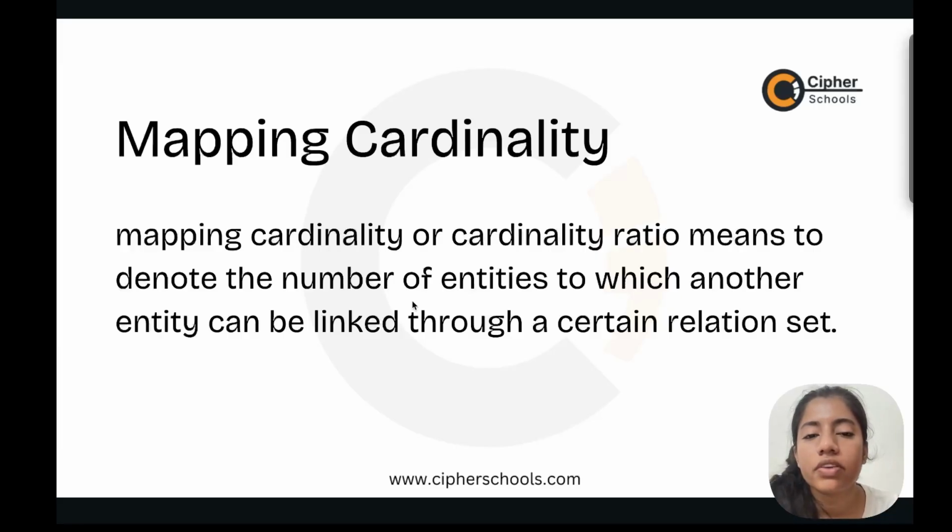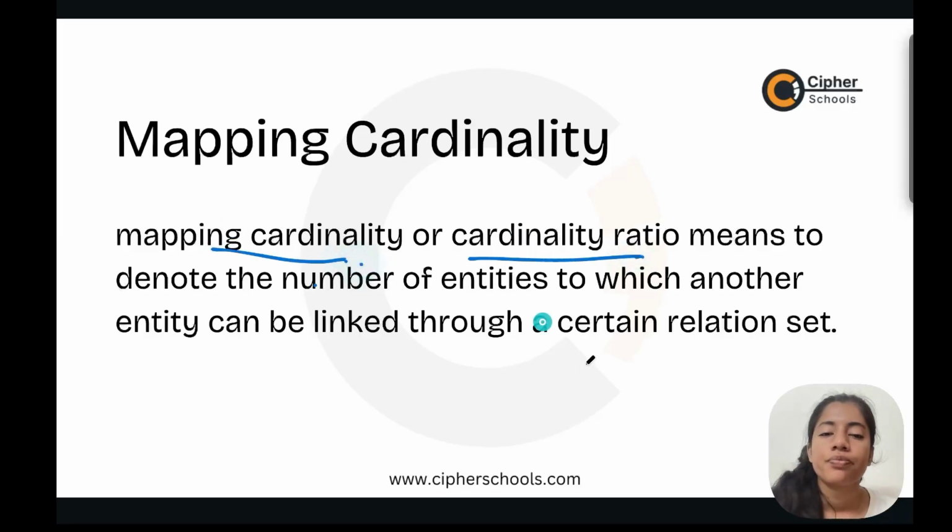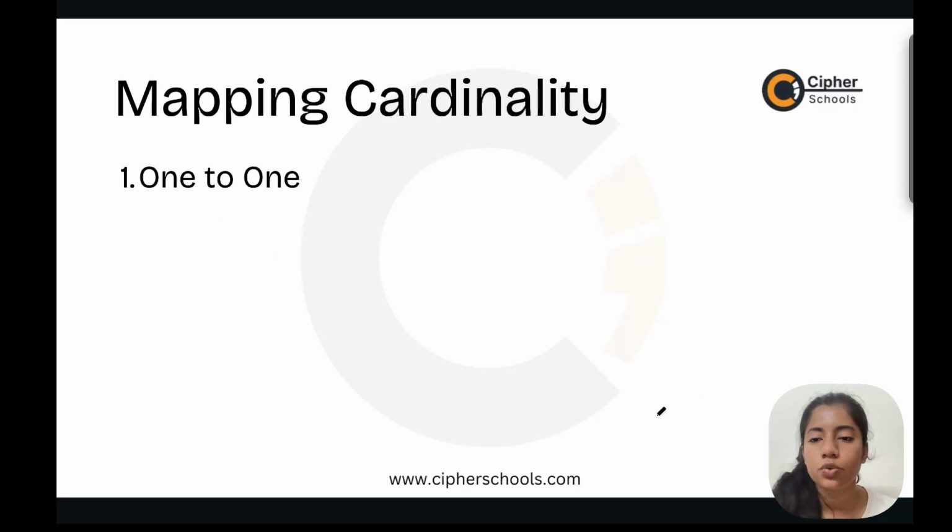For example, a person has a head. One particular person can have one particular head, and one head is associated with one person. So the number of entities of another entity set which can be linked through a certain relationship, we call it cardinality ratio or mapping cardinality. Now let us discuss the four types of it, and let us begin with one-to-one relationship.